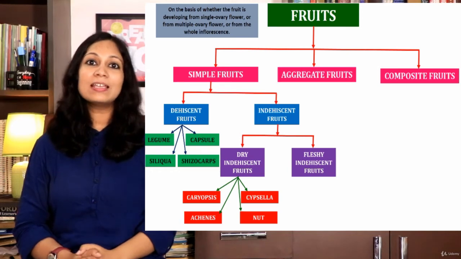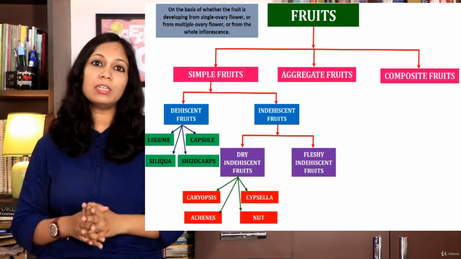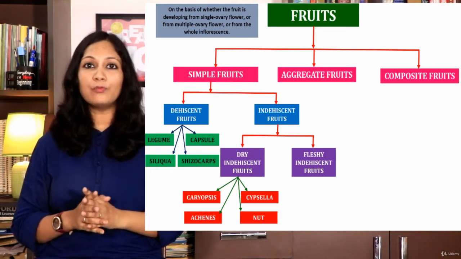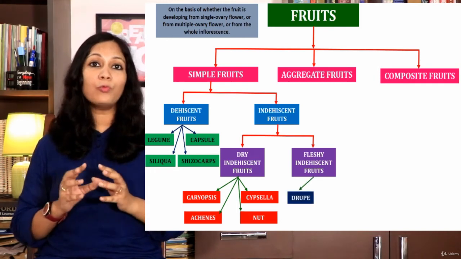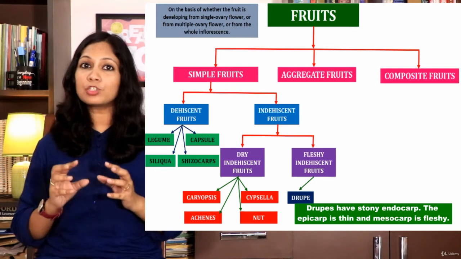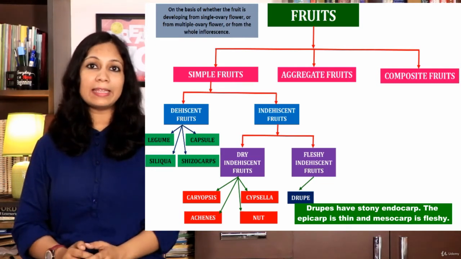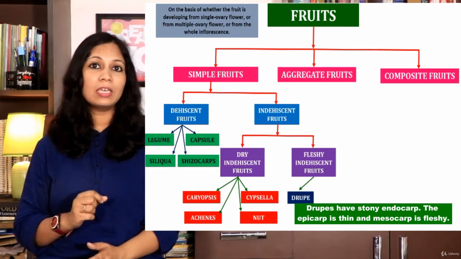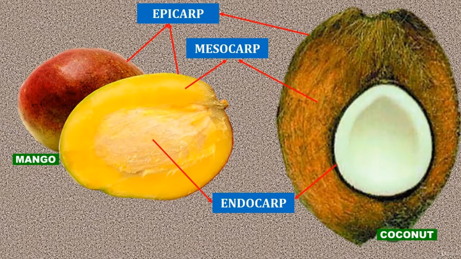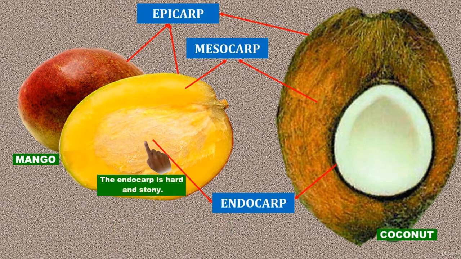Let's now discuss some types of fleshy indehiscent fruits. The first one is drupe. They are also called stone fruits because they have a stony endocarp. The epicarp is thin and the mesocarp is fleshy. Examples are mango, coconut, peaches, almonds, olives, apricot, etc. In mango, the edible part is the mesocarp and the endocarp is hard and stony.